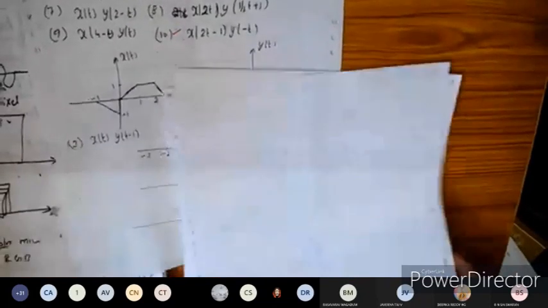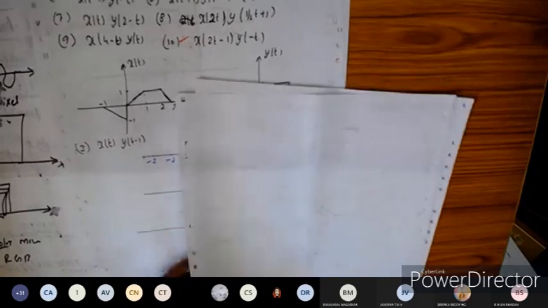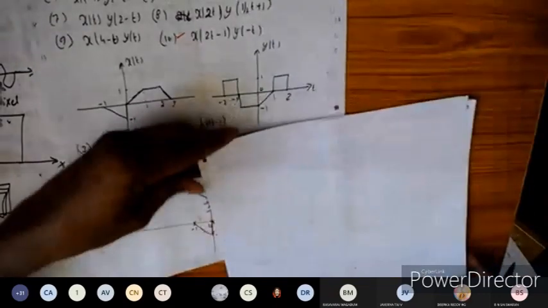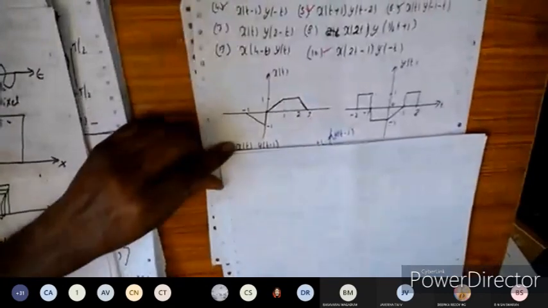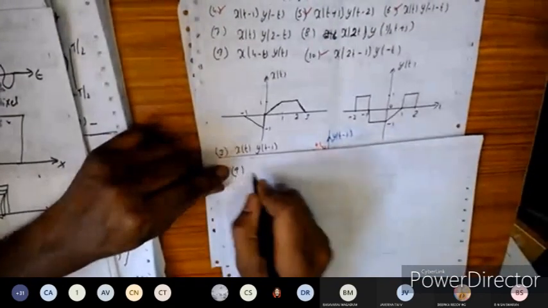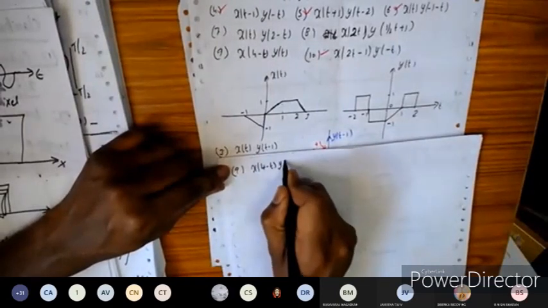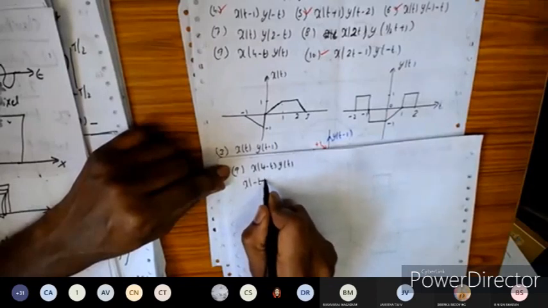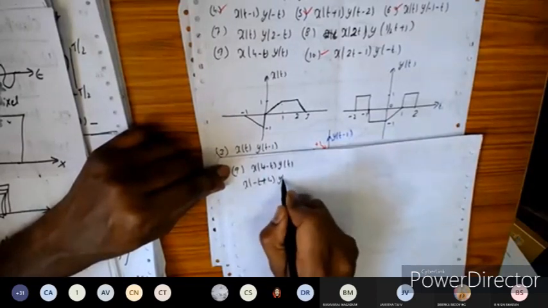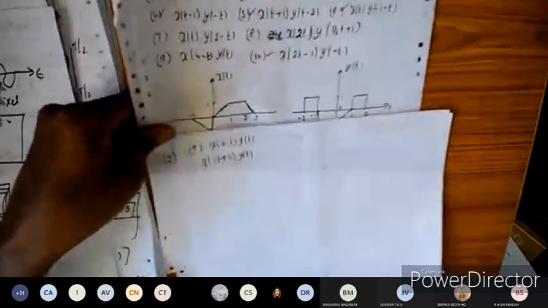Okay. So the next one is x of 4 minus t and y of t. That's the 9th problem here. So x of 4 minus t into y of t. We can write x of 4 minus t as x of minus t plus 4, into y of t. We can do the multiplication here.